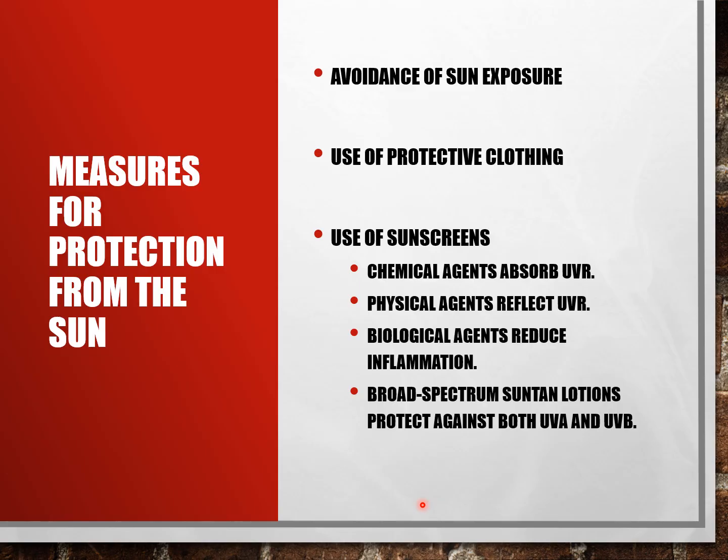So there are different types of sunscreens. Many have chemical agents that absorb both UVA and UVB rays, and you want to make sure that a sunscreen protects against both types of ultraviolet rays. There are also physical agents, things like zinc and other metals within sunscreens, so you're not absorbing chemicals into the skin. It's more of a protective barrier directly on the skin itself. We can also sometimes use biological agents that reduce inflammation. And again, you really want any lotions you use to be broad spectrum.